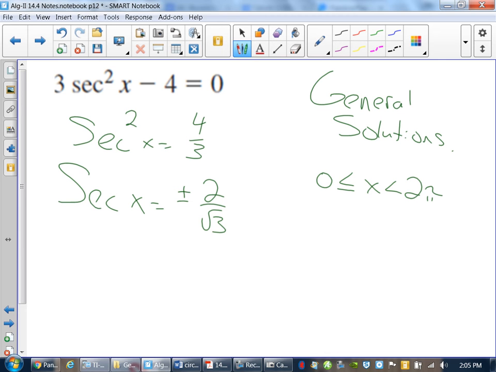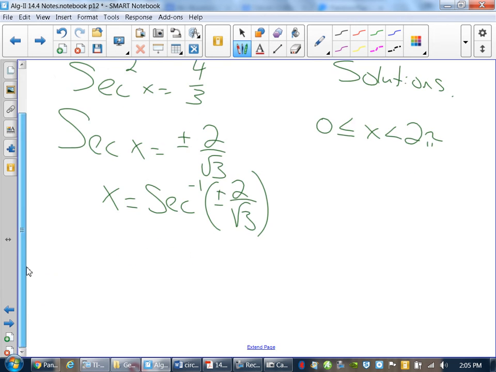Wait, so that's secant, so that's the opposite of cosine? Right, so I move it over. Is there a secant button on our calculator? It's inverse cosine, but we don't worry about it. We actually don't do any calculator work with the inverse trig functions. Ever. I think you might do something in pre-calc, but other than that, you don't have to worry about it in Algebra 2 at all.